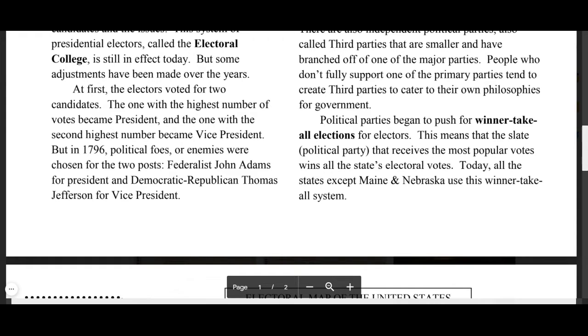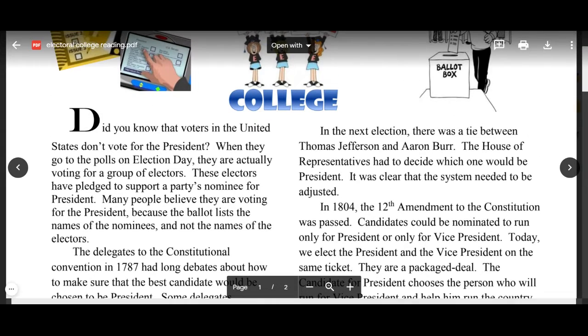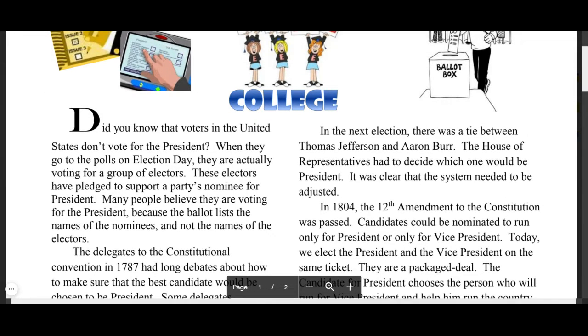At first, the electors voted for two candidates. The one with the highest number of votes became president, and the one with the second highest number became vice president. But in 1796, political foes or enemies were chosen for the two posts: Federalist John Adams for president and Democratic Republican Thomas Jefferson for vice president. In the next election, there was a tie between Thomas Jefferson and Aaron Burr. The House of Representatives had to decide which one would be president. It was clear that the system needed to be adjusted.